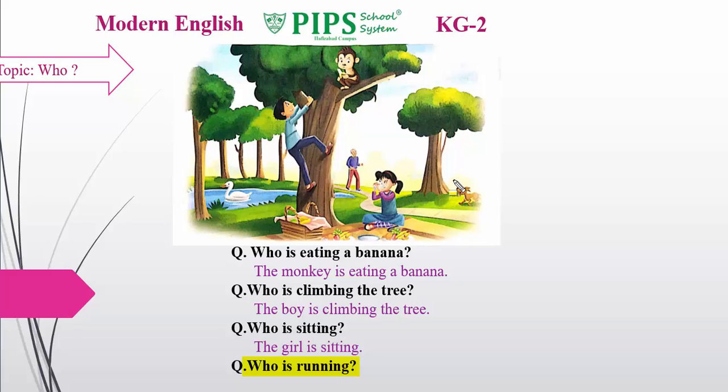Last question is who is running? कौन भाग रहा है? Look at the picture. The dog is running. So the answer is the dog is running. कुत्ता भाग रहा है.